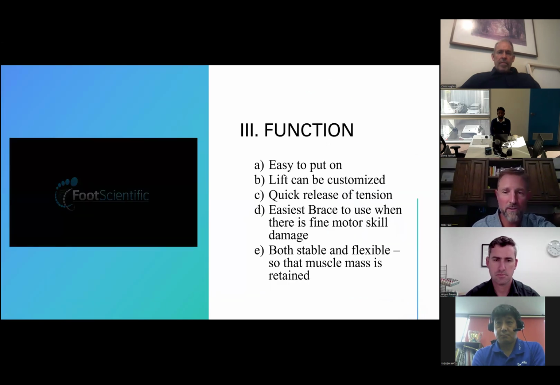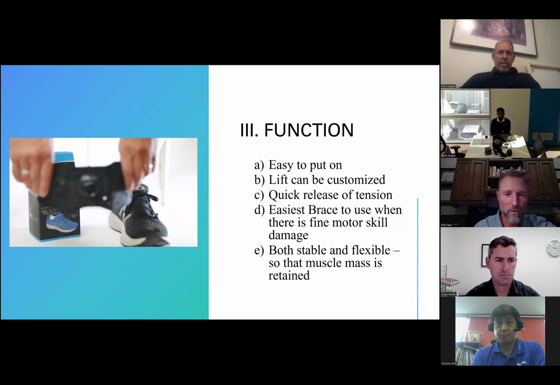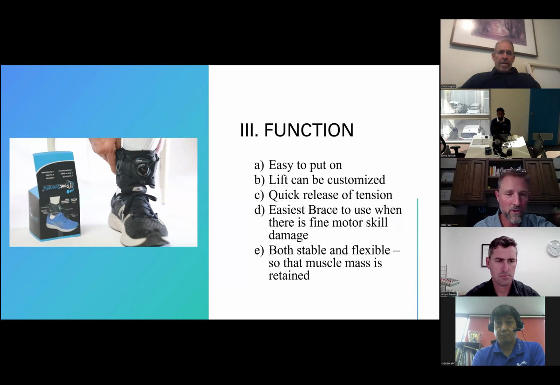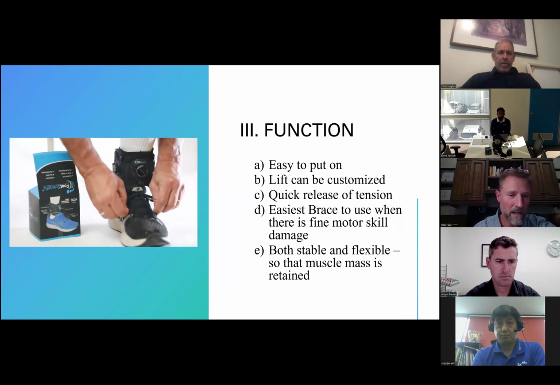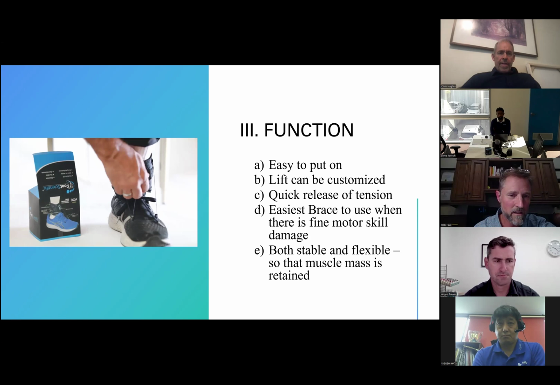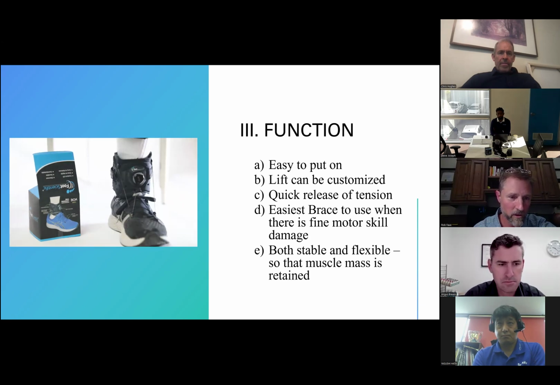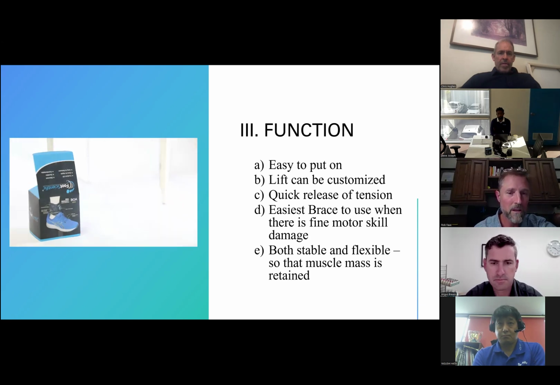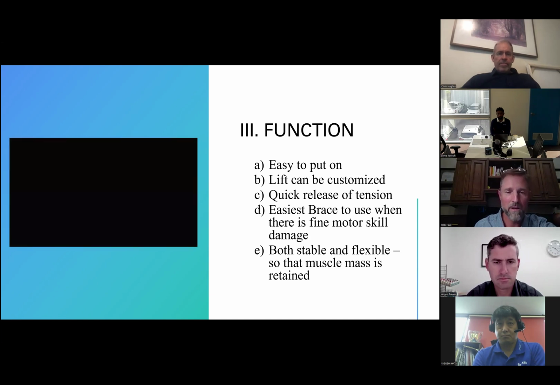Now, in terms of function, it's easy to put on. A lift can be customized. It's an easy brace to use. Stable and flexible, like we mentioned. So this little video shows the application. It has Velcro and then a magnetic strap that drops in itself. And you've already got the eyelets in place. So then the cord pops in with just two-finger use. And then leaning forward, you can see in the application now, leaning forward allows the BOA to drop, to tighten up, and then nice hold, easy release.